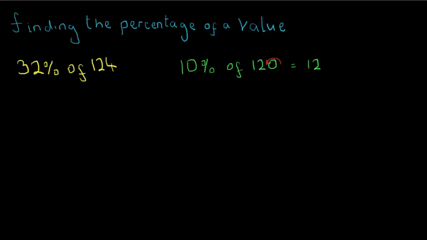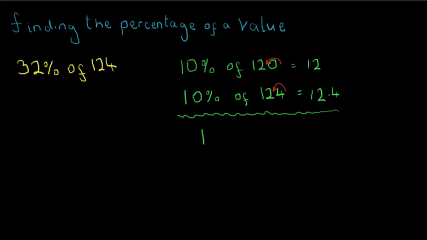So applying 10% of 124, we can now say, okay, I want to divide by 10, so move the decimal place one place to the left on the whole number 124, and I can see now that my answer for 10% of 124 is 12.4.